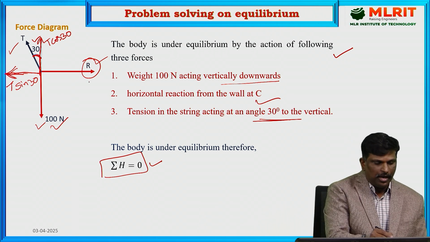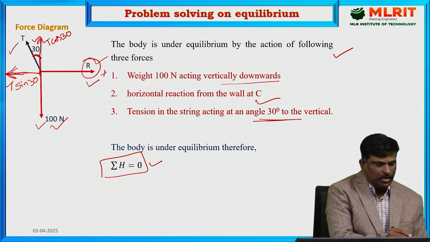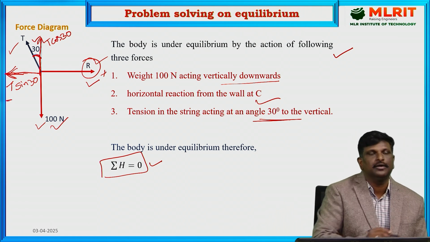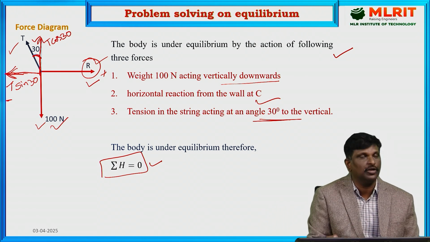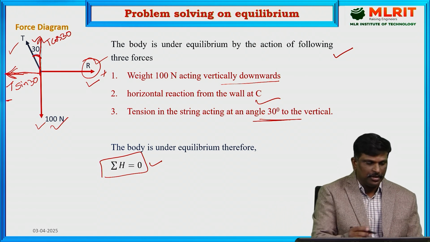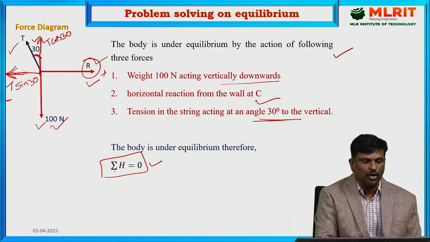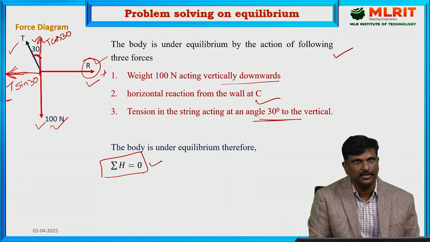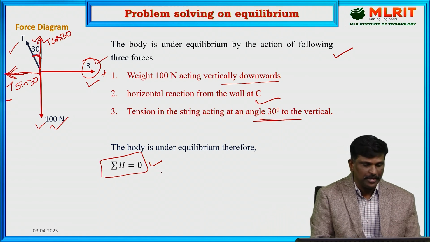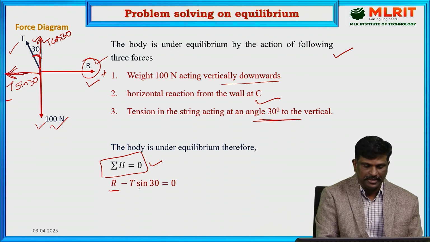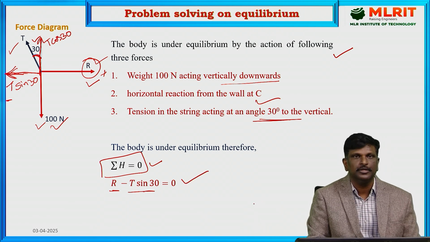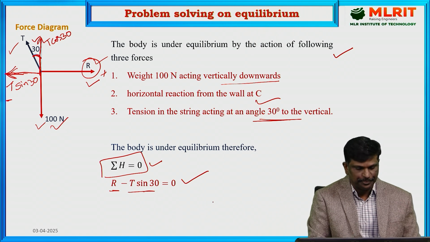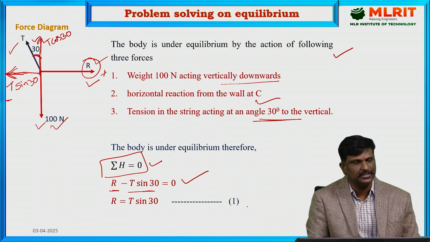Now, R is acting towards the right side, I am assuming it is positive, and T sin 30 is in the opposite direction to R. So, two forces are there, both equal and opposite, then only the body will be under equilibrium. Now, let us put the values in this equation. Algebraic sum of all horizontal components is equal to 0. R minus T sin 30 is equal to 0, or R is equal to T sin 30. Take it as equation number 1.